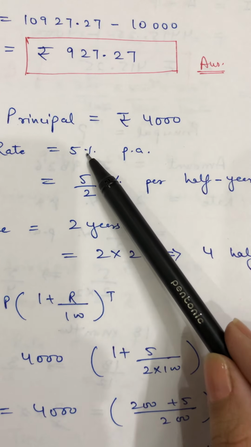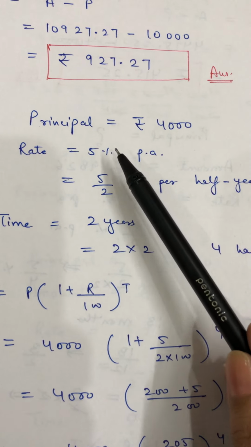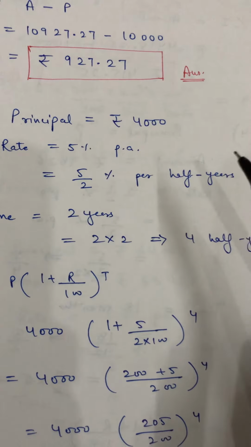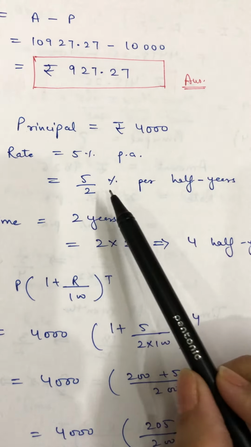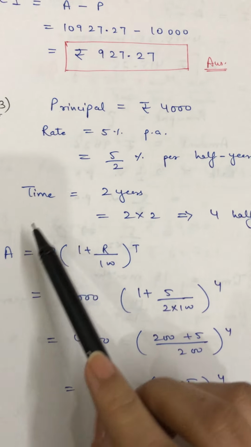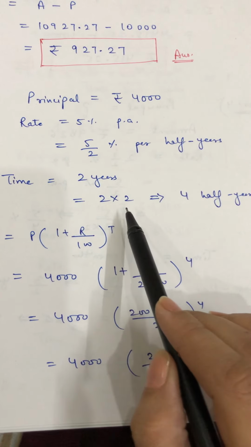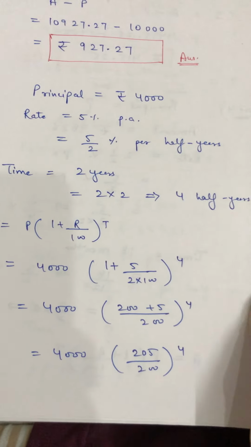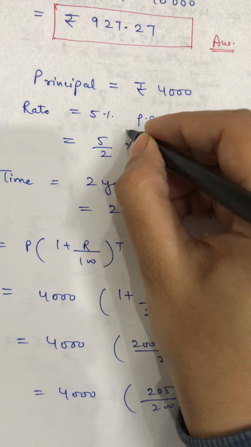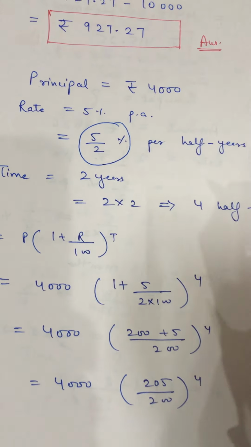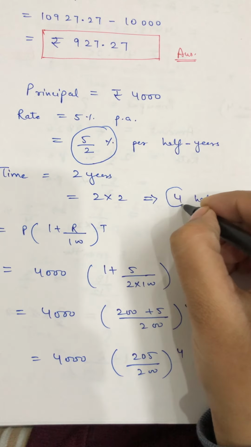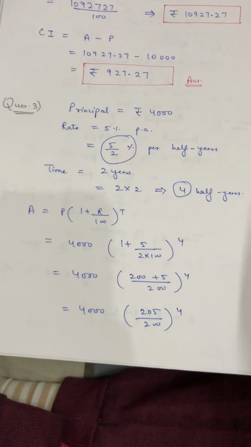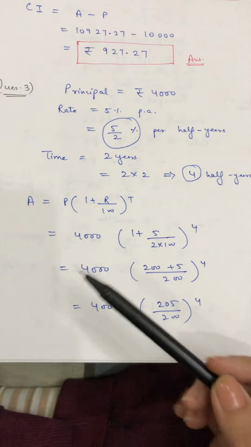Now rate is 5%. So the concept is you have to divide by 2 just for the half yearly. So it is 5 by 2%. Time is 2, so 2 multiplied by 2 is 4 years. So the rate you have to divide by 2, and the time you have to multiply by 2. Now this is the rate, this is the time. Now this is the formula.